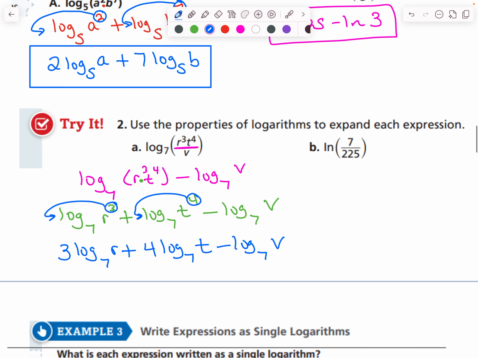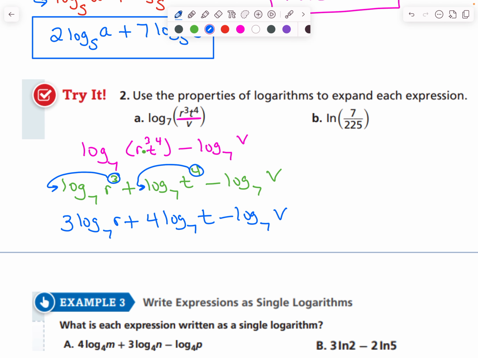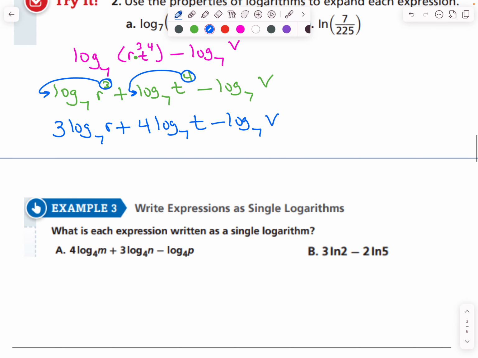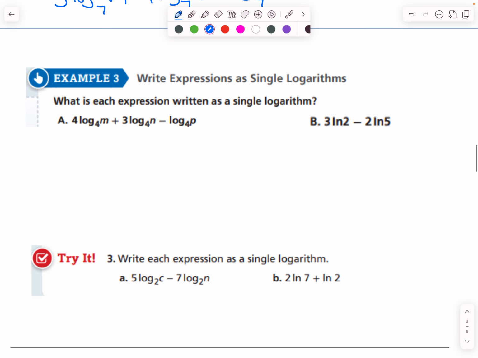Okay, so that kind of wraps up our example 2. On the next page, we're going to go backwards, and we're going to take these expressions and rewrite them as a single log. So it might help us to get this down into 1 log expression, and we'll see later that's going to help us solve some equations. Okay, so we do the steps in the exact reverse order.